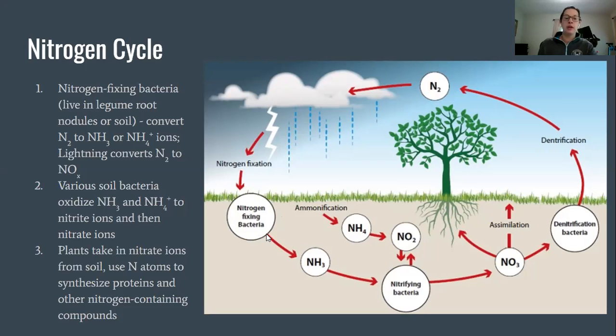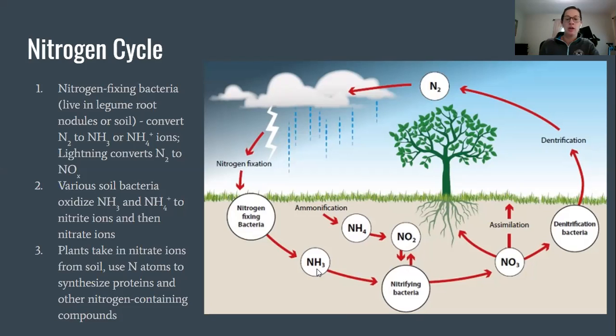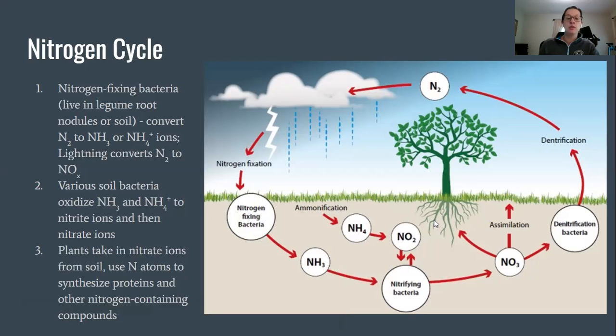From there, there are various soil bacteria that will nitrify. That's this one here. That's going to oxidize that NH3, or ammonia, and in some cases the ammonium ions, to nitrite ions, which is here, and in some cases nitrate ions, which are here. Both are important for the soil. The plants take in nitrate ions from the soil. Here you can see those nitrate ions going into the roots of the plants, and they're going to use the nitrogen atoms to make proteins and other nitrogen-containing compounds. So that would live in the plant.